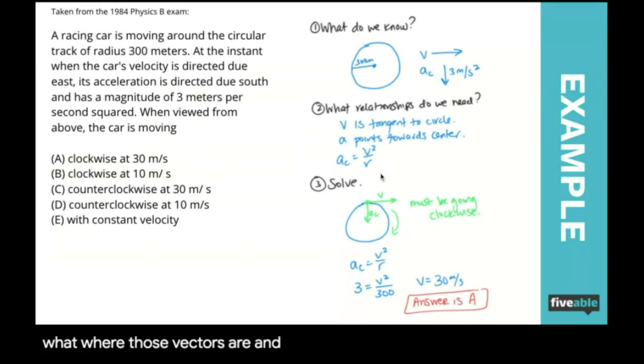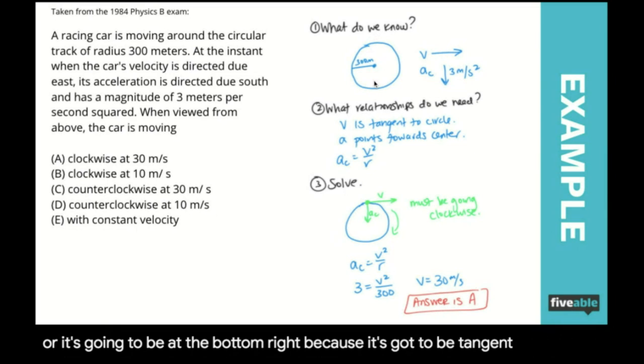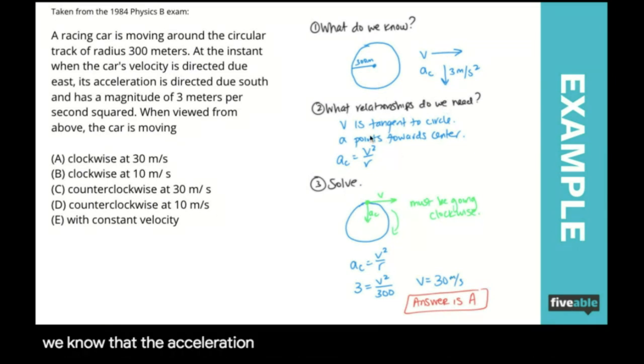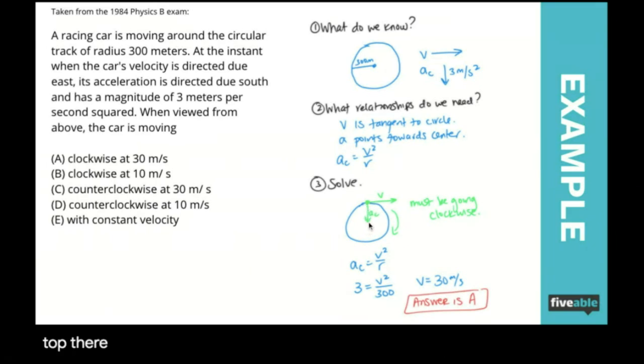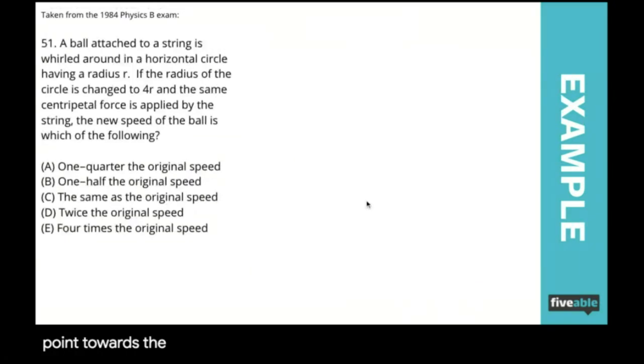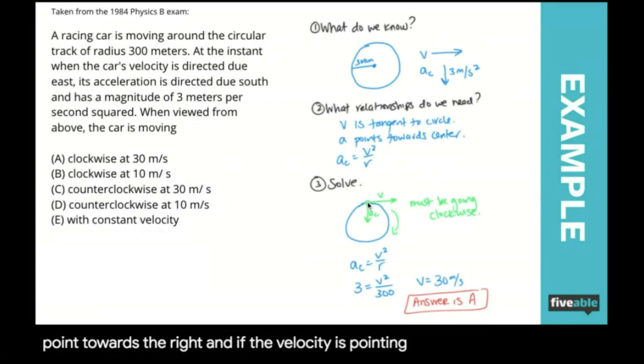So the first thing to figure out is where those vectors are and how they are related to each other. If we're moving in a circle, then the velocity is going to be tangent to that circle. That tells us it's either at the top or at the bottom, because it's got to be tangent. And the centripetal acceleration has to point towards the center. So the point here is at the top. The acceleration points towards the center and the velocity points towards the right, so we must be moving in this direction.